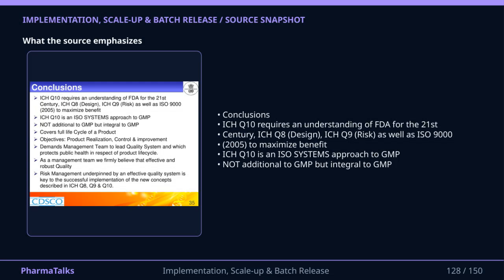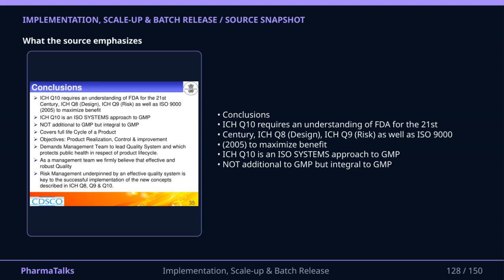Let's focus on the key points regarding implementation, scale-up, and batch release from the source. The main takeaway is that ICH-Q10 requires a thorough understanding of several important frameworks. These include the FDA's expectations of the 21st century, ICH-Q8, which deals with design principles, ICH-Q9 focusing on risk management, and also ISO 9000 from 2005. All of these together help maximize the benefits of implementing ICH-Q10 effectively.